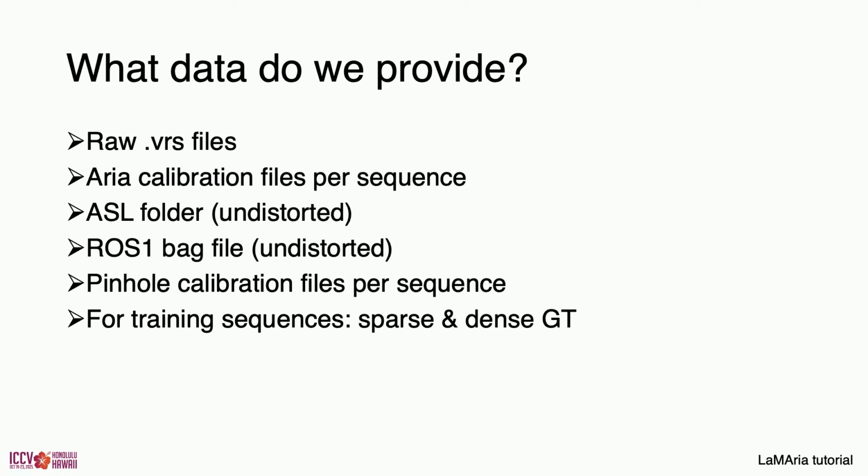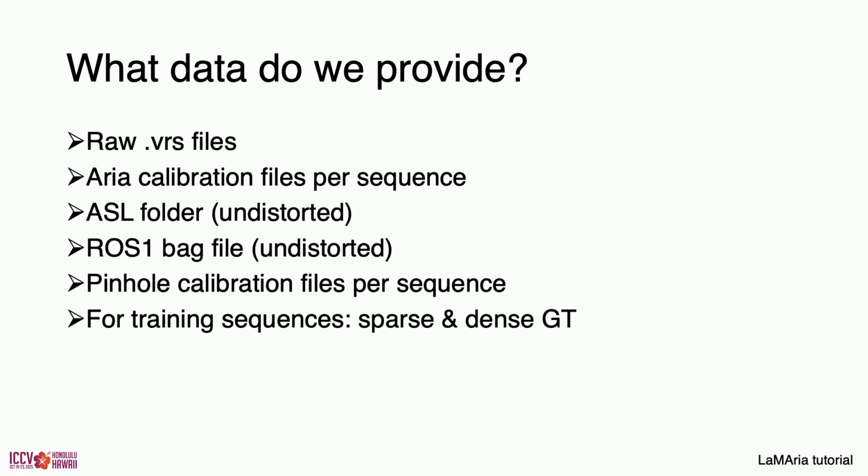A recap on what kind of data we provide. The first one is the raw VRS files, which are anonymized using EgoBlur. These raw VRS files are just the direct output of the Aria glasses. We also provide calibration files per sequence, because the factory calibrations are not consistent across all sequences. They change slightly. This can also be extracted directly from the VRS file if you use the Project Aria tools.